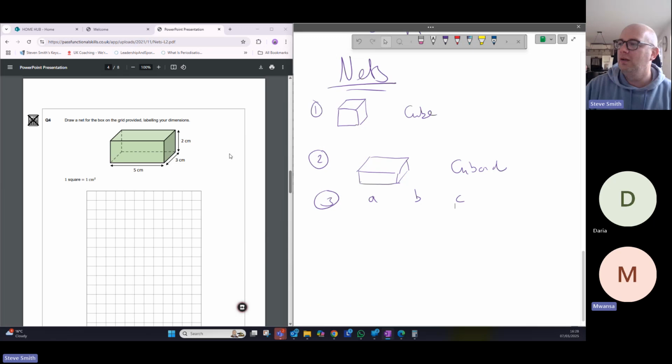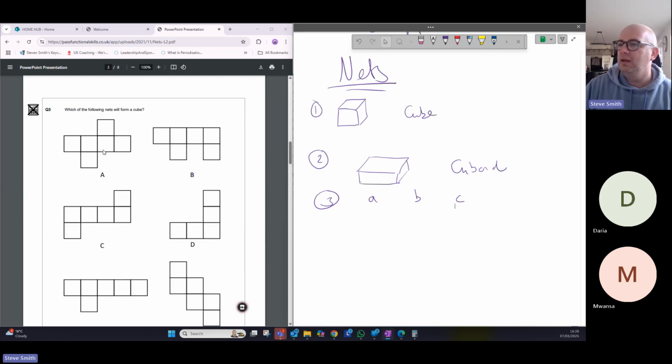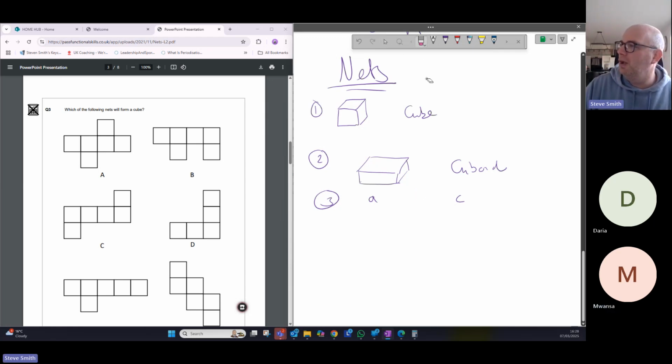Which one's the third? A, B, and C, because they've got little bits that stick out the bottom. Look, it doesn't matter which side they stick out, because we'd still go fold, fold, fold, and plop. I still think B would be. No, I don't think so. Because you can't, can you? No, because it'd be a fold on the bottom as well, wouldn't it? Yeah, A and C.